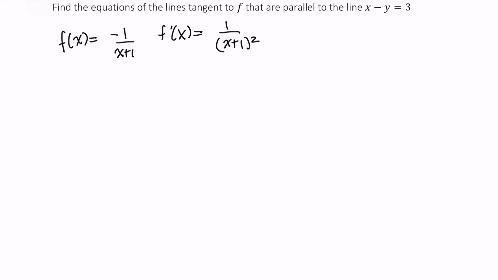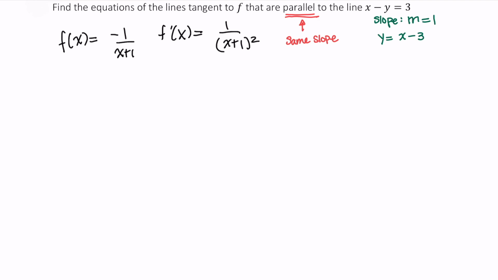So one thing to remember is parallel. That tells us the lines have to have the same slope. And what is the slope of this line? Well, the slope of this line is 1. This can be rewritten as y equals x minus 3. The coefficient multiplied to the x is 1. That tells me that the slope, I'll call that m, is equal to 1.